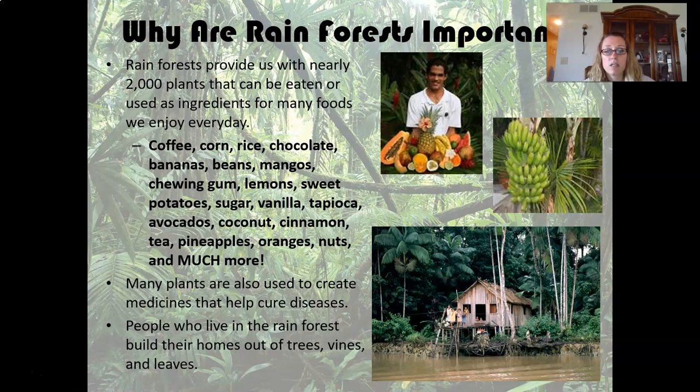So I have a list here of just a few, very few things that come from the rainforest, but there is so much more. Stuff like coffee, corn, rice, chocolate, bananas, beans, mangoes, stuff for our chewing gum, lemons, potatoes, sugar, vanilla, tapioca, avocados, coconut, cinnamon, tea, pineapples, oranges, nuts, and so much more.